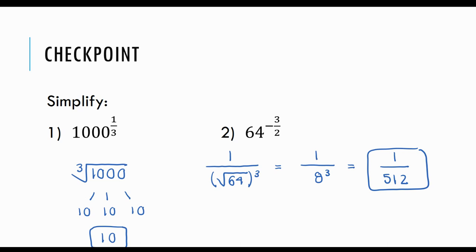Okay, notice that in the first one, it's the cubed root of 1,000, which means what's the same number being multiplied by itself 3 times, and so that answer is 10. Notice how in the second problem here, I had to change this into a fraction in order to get rid of that negative exponent. I rewrote it as the square root of 64 to the 3rd power in the denominator. Square root of 64 is 8. 8 cubed gives us 512. Once again, though, that's in the bottom of our fraction.